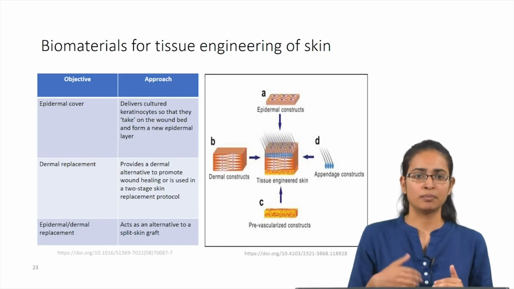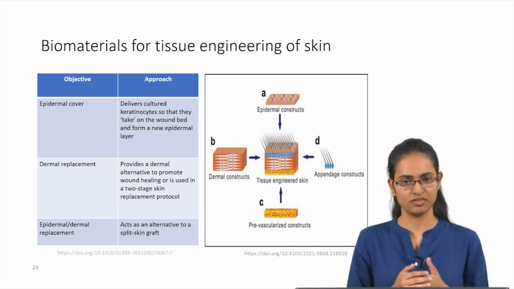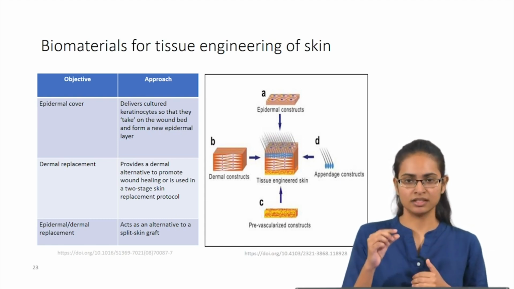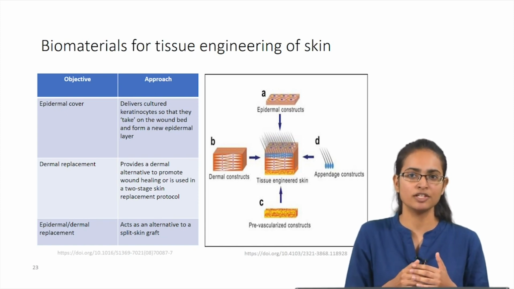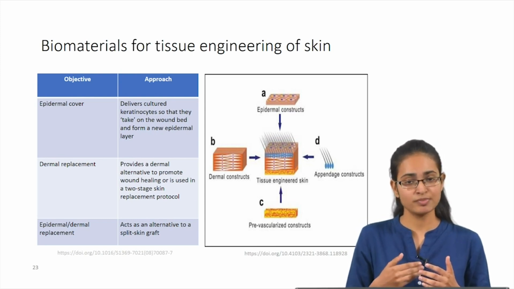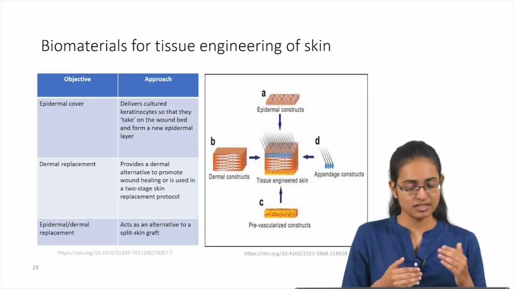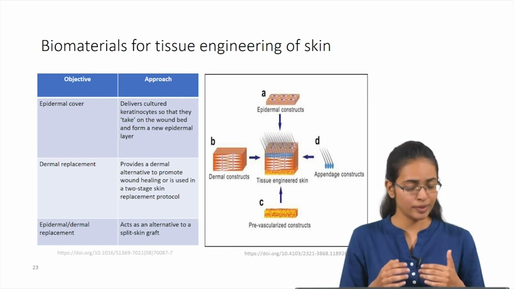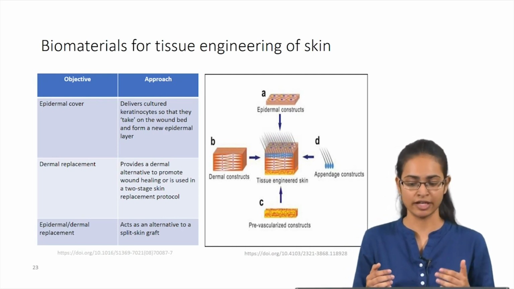So, the biomaterials used for skin tissue engineering can be an epidermal cover, which can deliver cultured keratinocytes. This is the upper thin layer of the skin. This usually is involved in prevention of infection and fluid loss, or it can also be a replacement of the dermis, which is the underlying thicker layer. This layer is mostly composed of fibroblasts, or it can also be an epidermal and dermal replacement, which is usually a split skin graft.